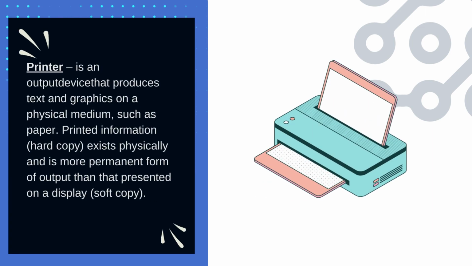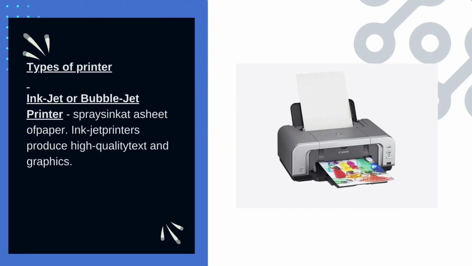Next example of an output device is the printer. It produces text and graphics on a physical medium such as paper. Printed information or hard copy exists physically and is a more permanent form of output than that presented on a display, or soft copy. There are different types of printers.